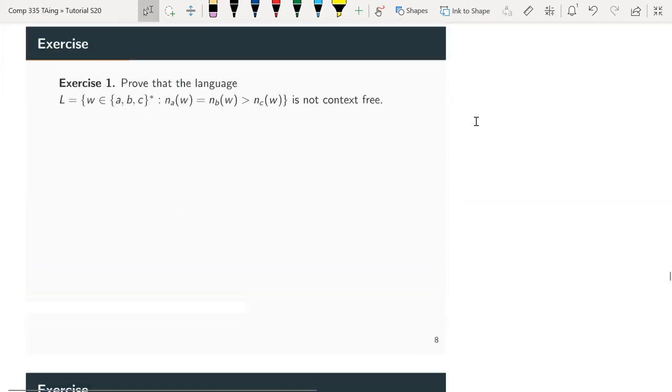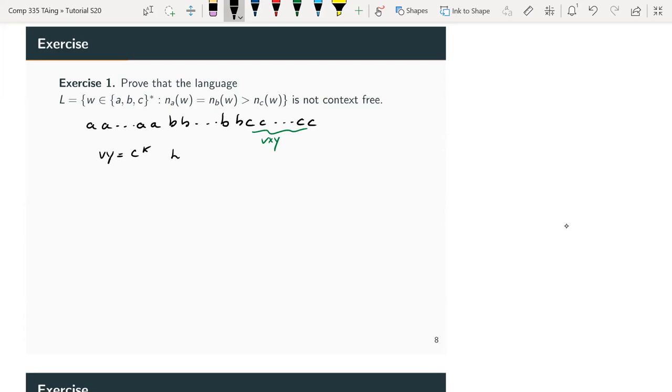The other possibility, which is not really the same as case one, is when the VXY is within the C's. So if the VXY is within the C's, then you have to be more careful if you pump up or down. Why? Because now VY is going to be equal to C^K for some K greater or equal to one. Now, if I pump down, it's not going to lead to a contradiction, because I'm just removing more C's from my string, so the inequality is going to stay true, and you're not touching the A's or the B's, so the equality is going to remain the same. So you actually need to pump up.